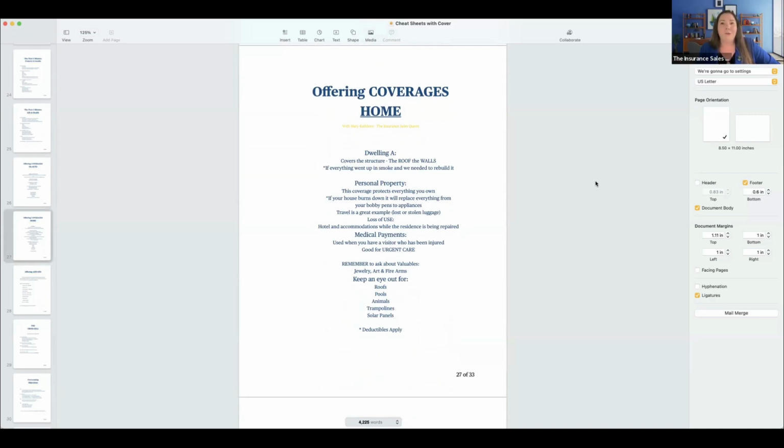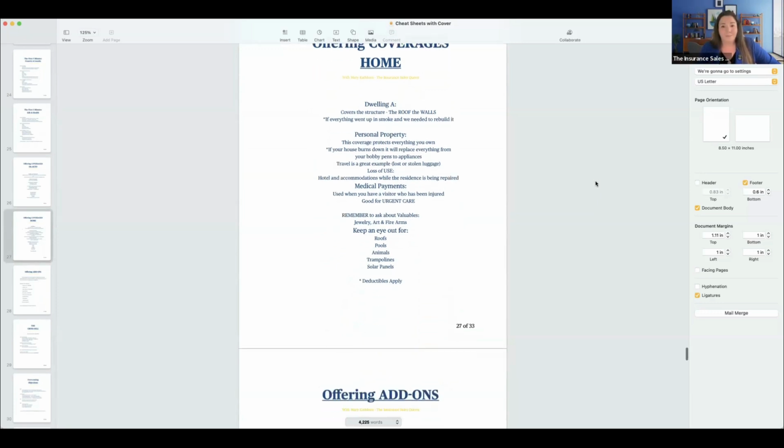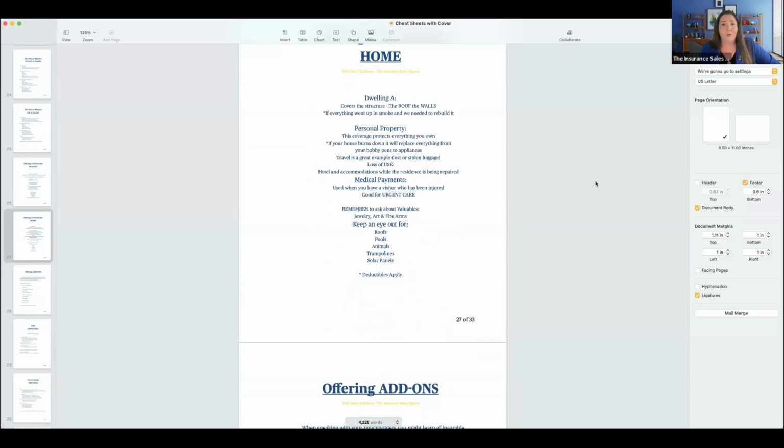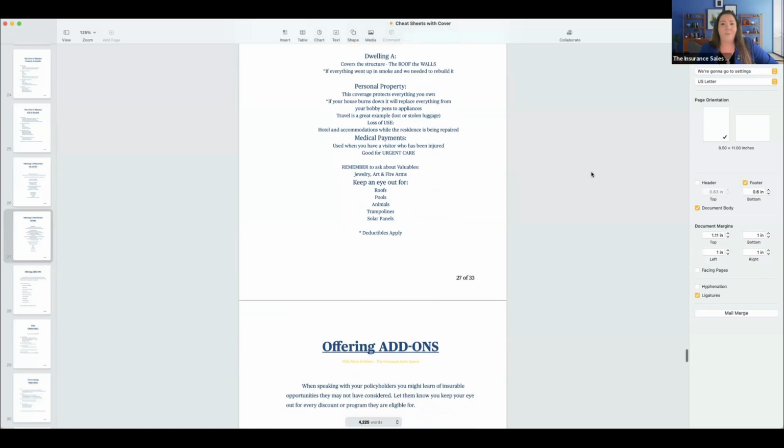Dwelling coverage A covers your roof and walls, right? If everything went up in smoke, what would it be to rebuild it? How much does that company need to write the check for? Personal property. We've talked about all this before, but just the quick rundown. It's going to protect everything you own, bobby pins to appliances, even when you're traveling. So if everything goes up in smoke, you've lost everything, wedding dress, of course, photos are a little bit different. Those are sentimental value, but things that hold value.